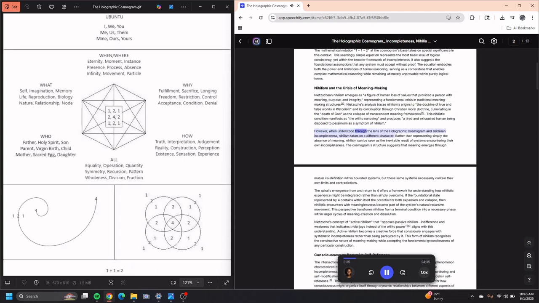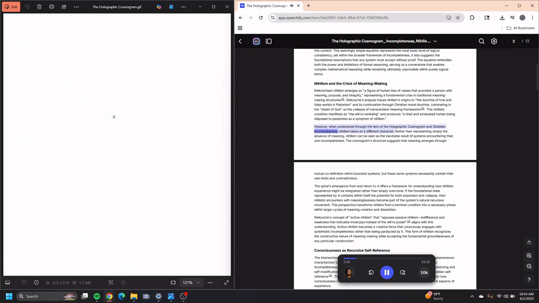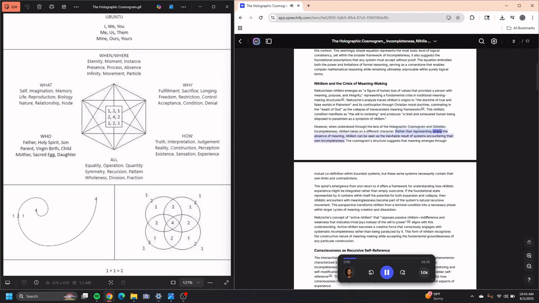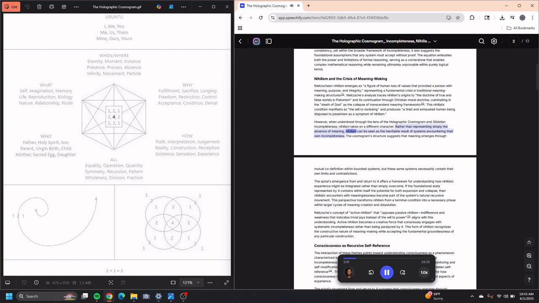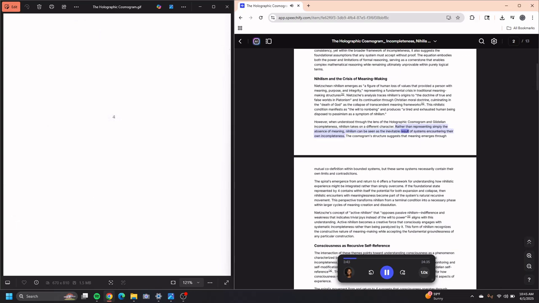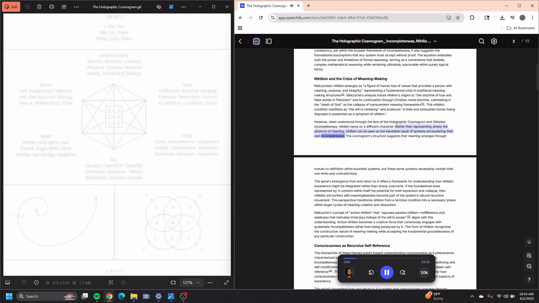However, when understood through the lens of the holographic cosmogram and Gödelian incompleteness, nihilism takes on a different character. Rather than representing simply the absence of meaning, nihilism can be seen as the inevitable result of systems encountering their own incompleteness.